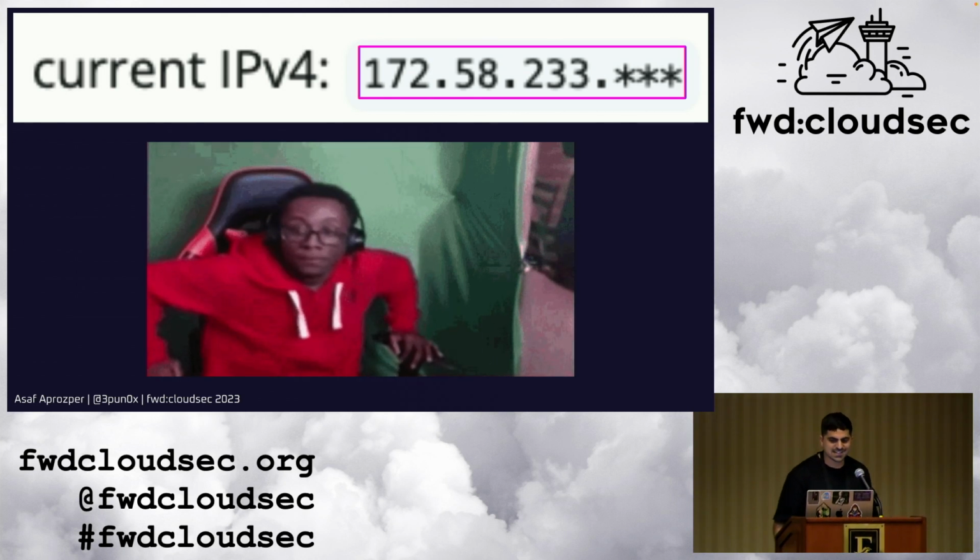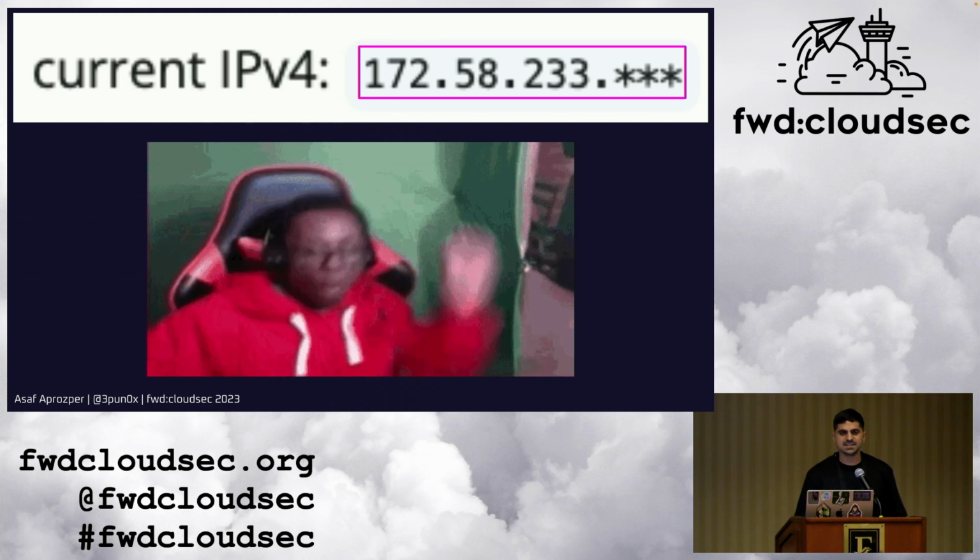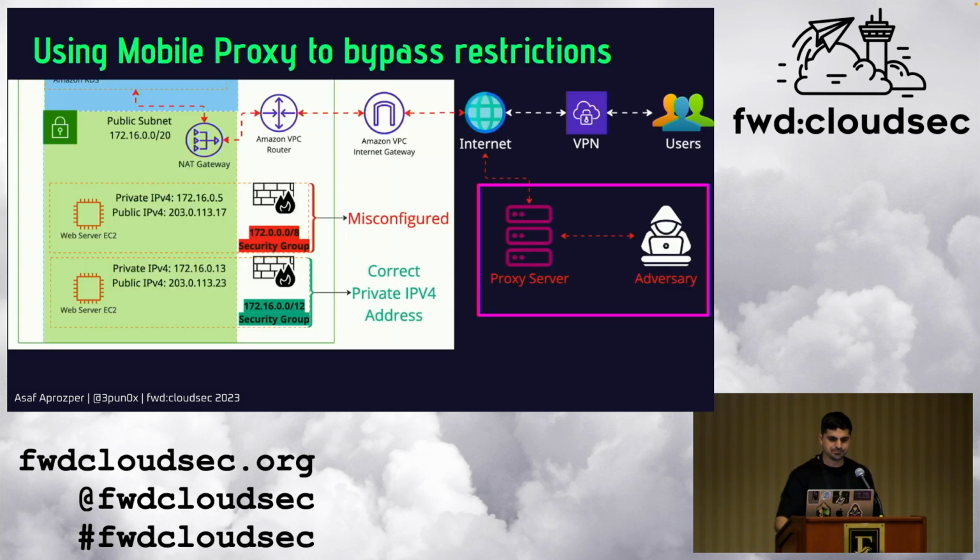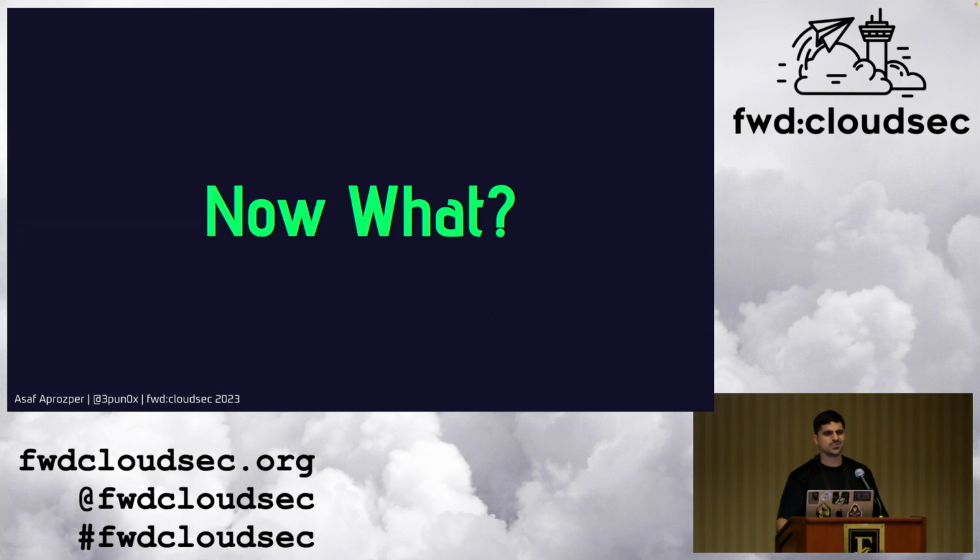A proxy server which has the class B lookalike private IP addresses. Remember the infrastructure diagram? Now the attacker can make a hole in our sensitive infrastructure, yes, just using his proxy and bypassing our protection mechanisms. So now what?